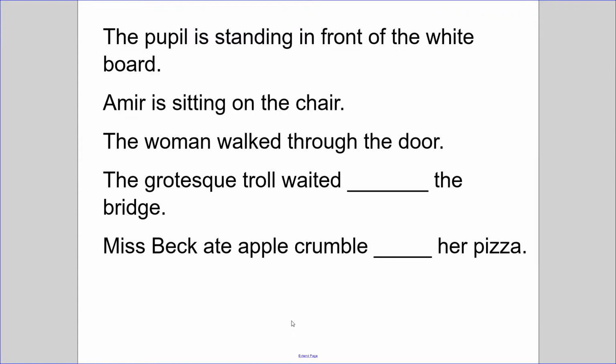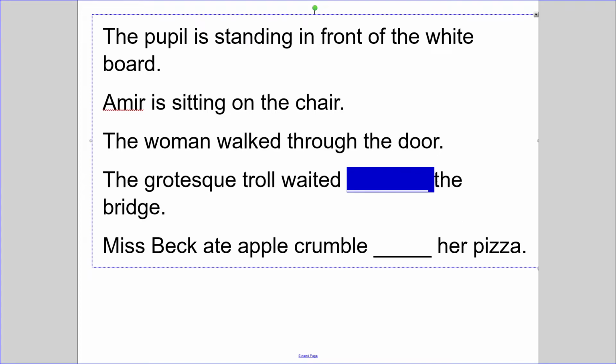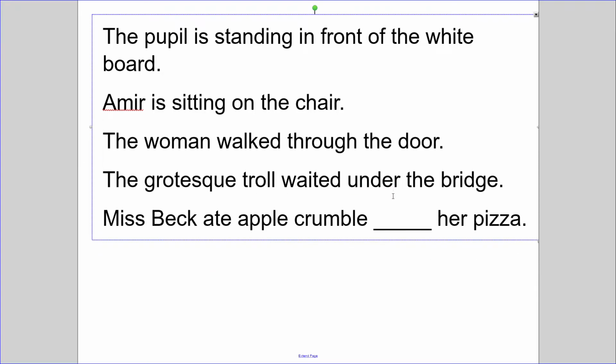Okay, next one. The grotesque troll waited something the bridge. What might fit in that gap? Again, depends what's happening in your story. I think usually in a story or a piece of writing, a troll would be waiting under the bridge, waiting for somebody to walk on top so he could jump out and get them.